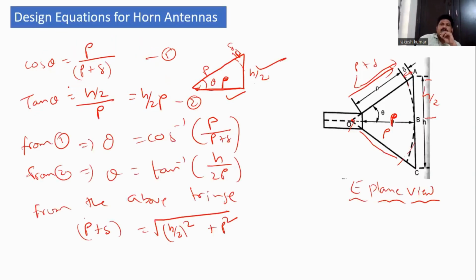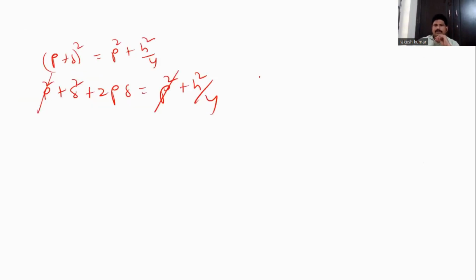If you observe in this diagram, the value of this delta is very, very less. Since delta is very small, delta can be neglected.